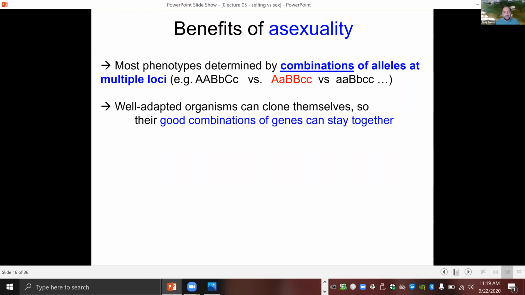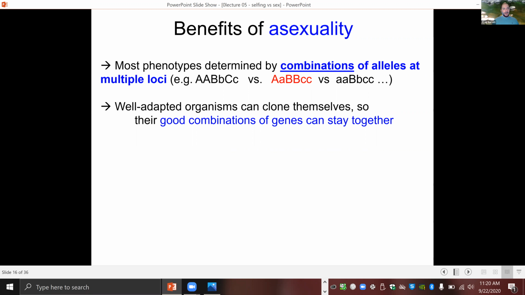So you could have big A at one locus, big B little b at another, big C little c, and all 3 of those loci or genes could contribute to some phenotype. Or you could have big A, big B, little c, et cetera, et cetera. You can have all the different combinations of alleles at those 3 loci.